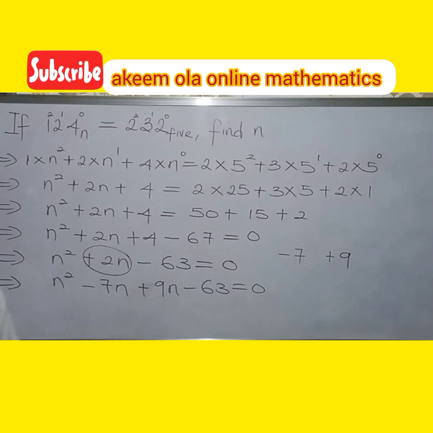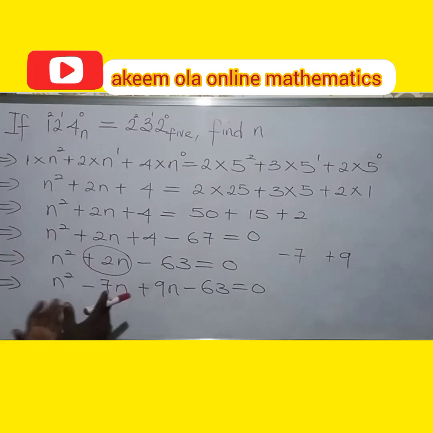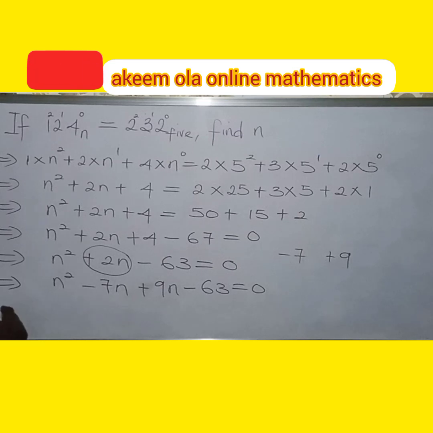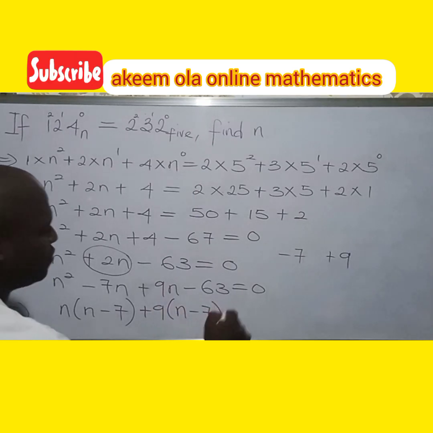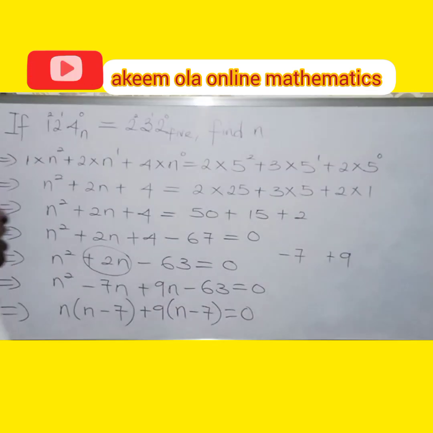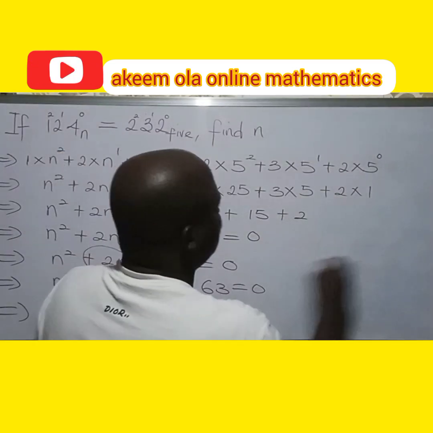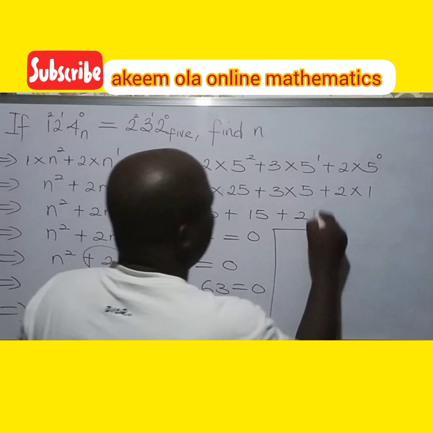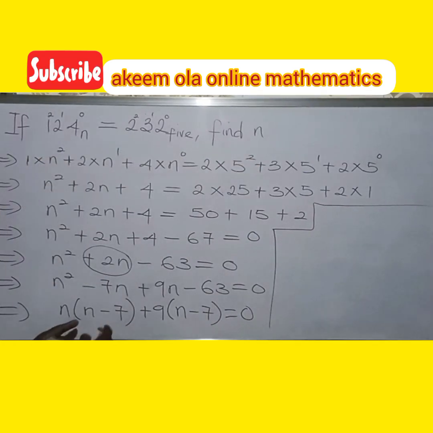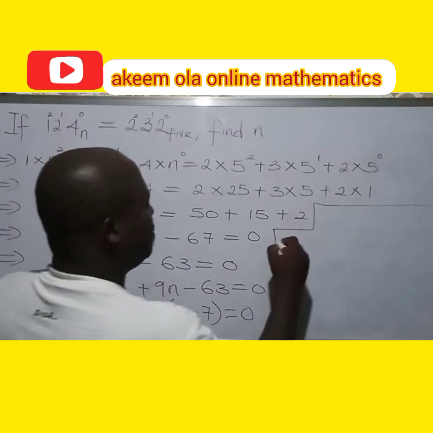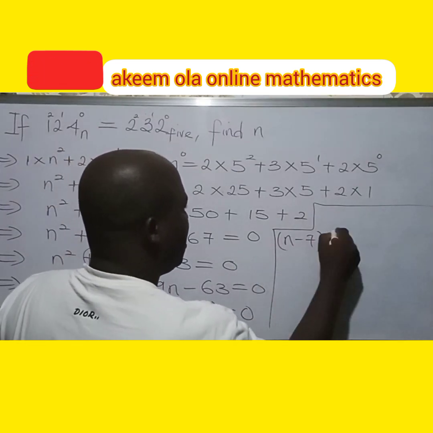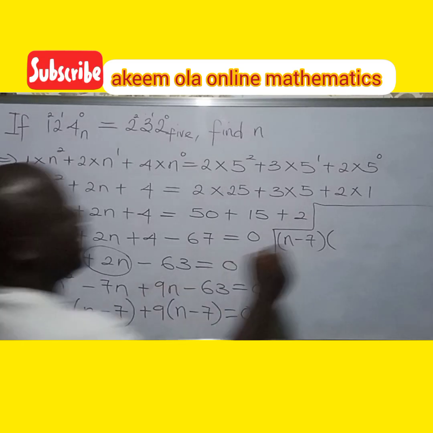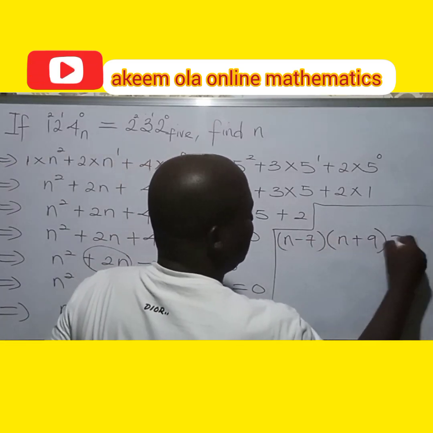We can now collect like terms here. We pair them together, the first two together and these two. What is common to these? We observe that n is common, so we have n into n minus 7. Then here we have plus 9 is common, into n minus 7, is equal to 0. Then we can bring the two together. You will surely observe that I have the same thing in the bracket, n minus 7. That means I am going to have n minus 7 into the second bracket, n plus 9, is equal to 0.